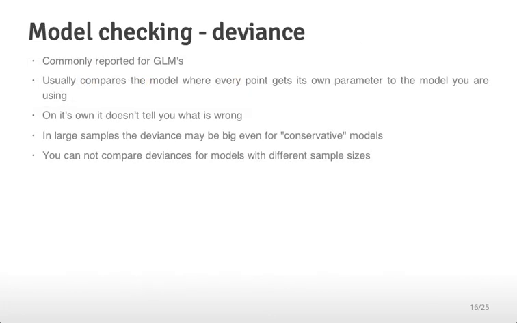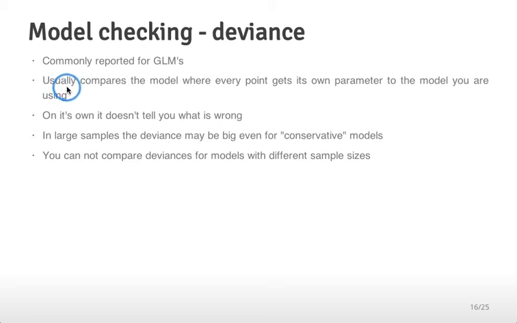So another thing that you might look at for model checking is something called the deviance. I'm again not going to go into too many details here. This is something that, if you're interested in the mathematics or the statistics behind generalized linear models, you can go and look at. It's a commonly reported measure that tells you something about your model fit.